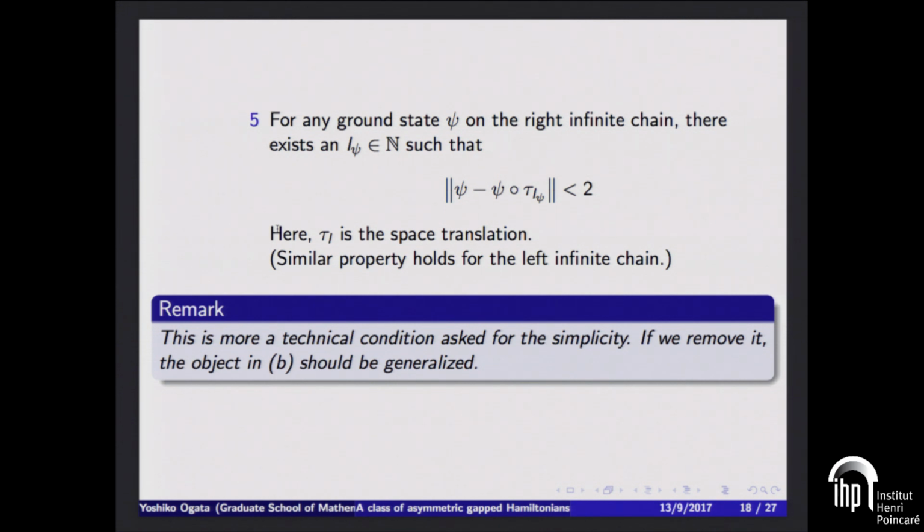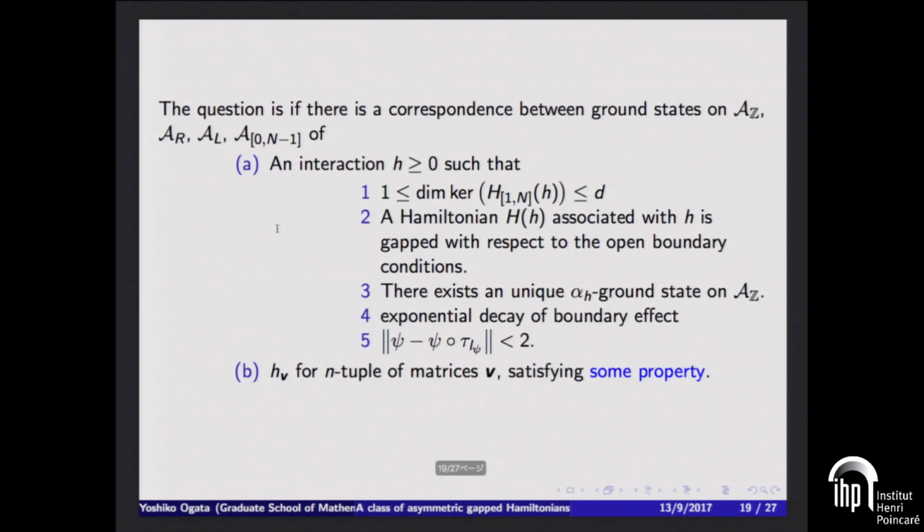So I hope I'm not asking too much, but I don't know, it may depend on the person. Anyway, I will add these two conditions to my list of properties of A. The question is whether there is a correspondence between ground states on the full chain and half infinite chains and finite chains of interaction H satisfying this list of properties, and HV for any tuple of matrices V satisfying some property. So now I have to specify some property.